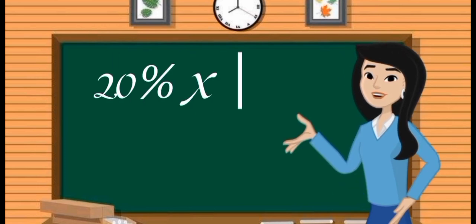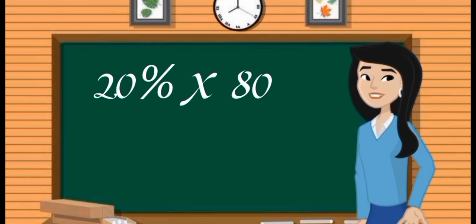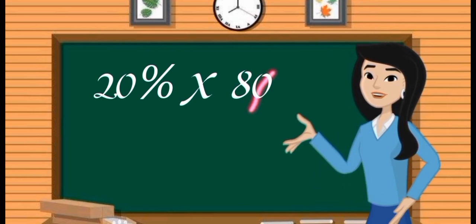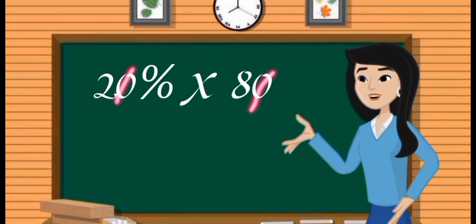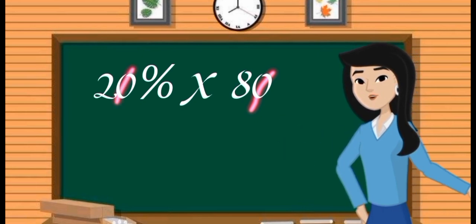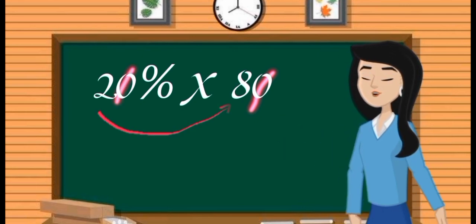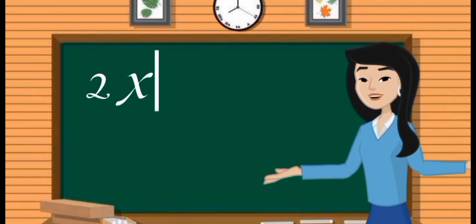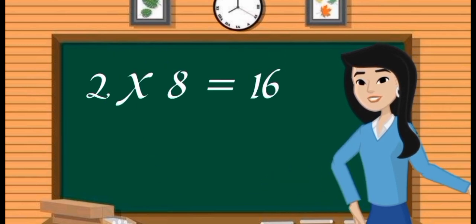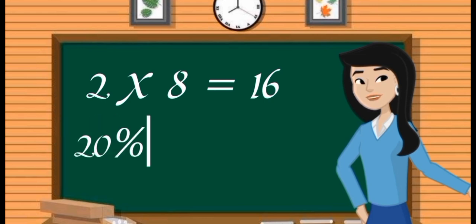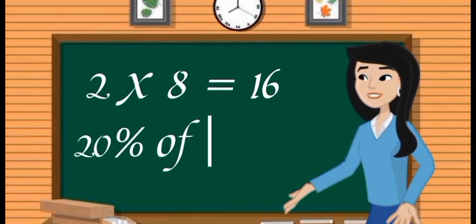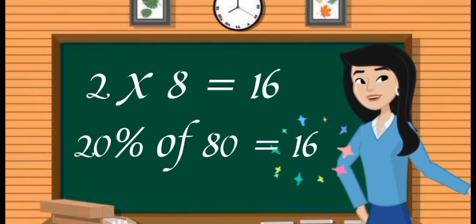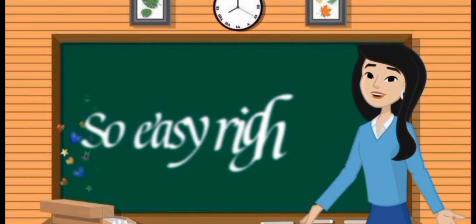So, 20% of 80, you just cancel the 0 and the 0, and then you just multiply 2 times 8. 2 times 8 is equal to 16. So 20% of 80 is 16. Very good. So easy, right?